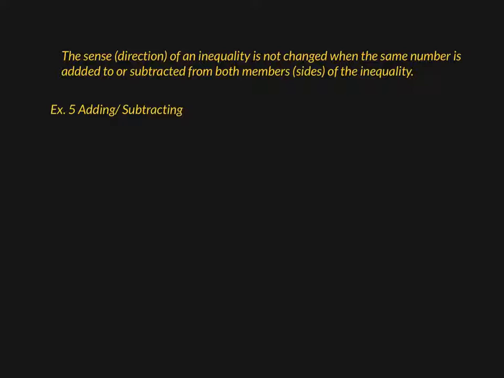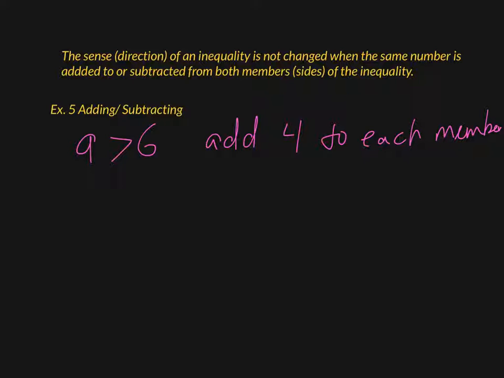One property of inequalities is that the sense or the direction of an inequality is not changed when the same number is added or subtracted from both members or from both sides of the inequality. So for instance, let's say we have the inequality 9 is greater than 6. Let's say we want to add 4 to each member, or to each side, basically.